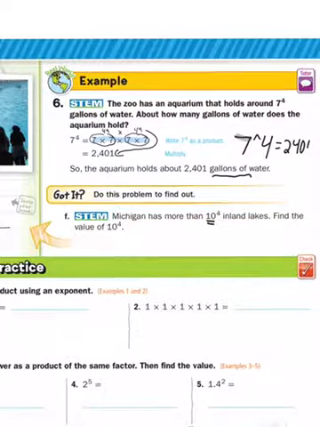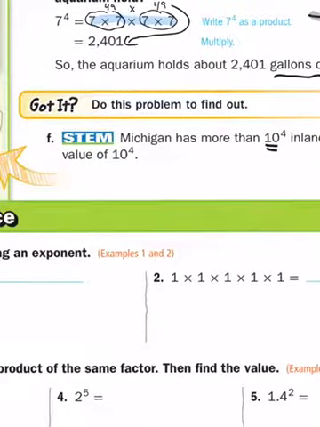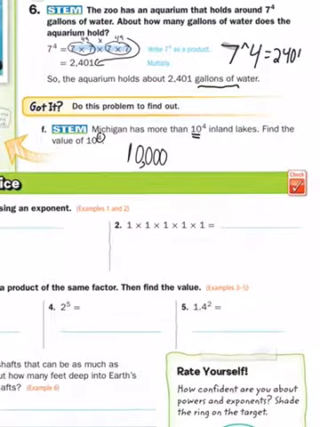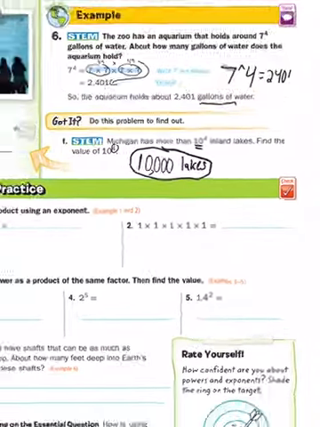All right, so let's see how you did. It says Michigan has more than 10 to the 4th power inland lakes. Find the value of 10 to the 4th power. So, if I'm doing this one, since the base is 10, remember the trick is you write your 1, and the exponent 4 tells you there will be 4 zeros. There's 1, 2, 3, 4. Put your comma, and that means that Michigan has 10,000 inland lakes. Now you could also type it in on the calculator, but when that base is 10, that's an easy shortcut trick for you. All right, so that's it for the video lesson.